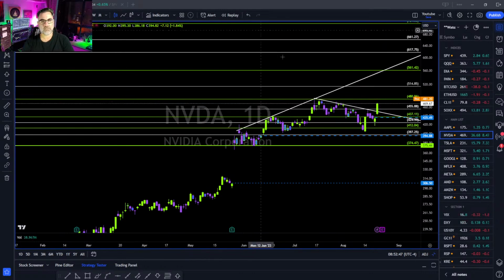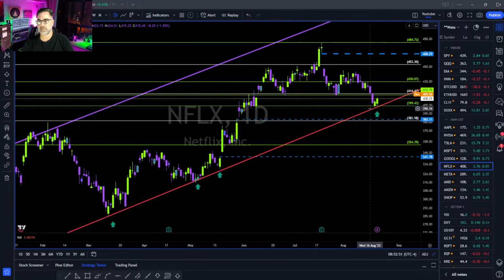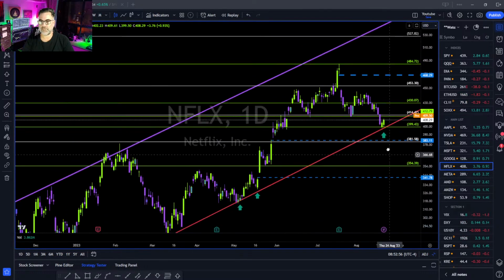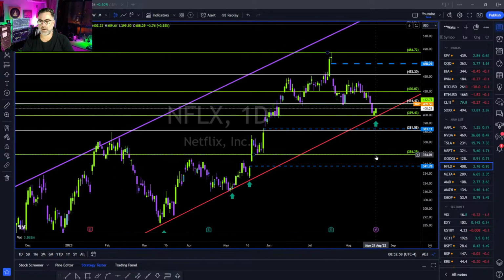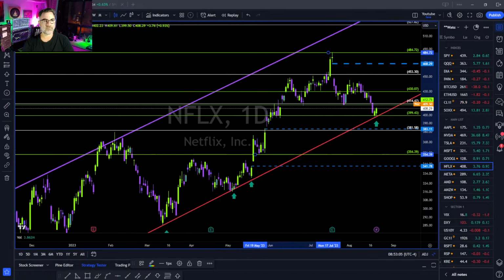Netflix, Head and Shoulders, might be. It all depends if this trend line will hold. If this trend line breaks to the downside, we are heading towards 354, and then we have Head and Shoulders. Any more questions?